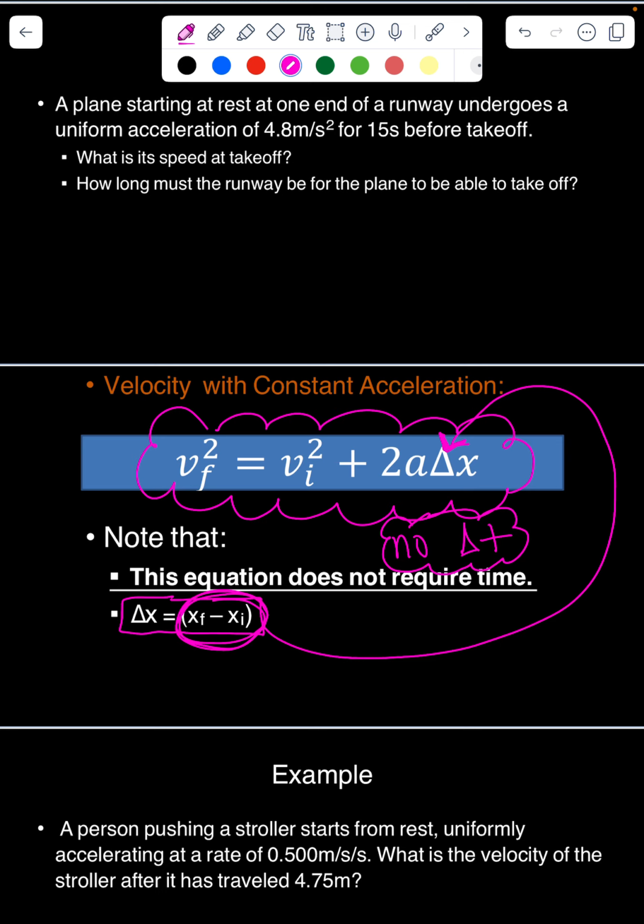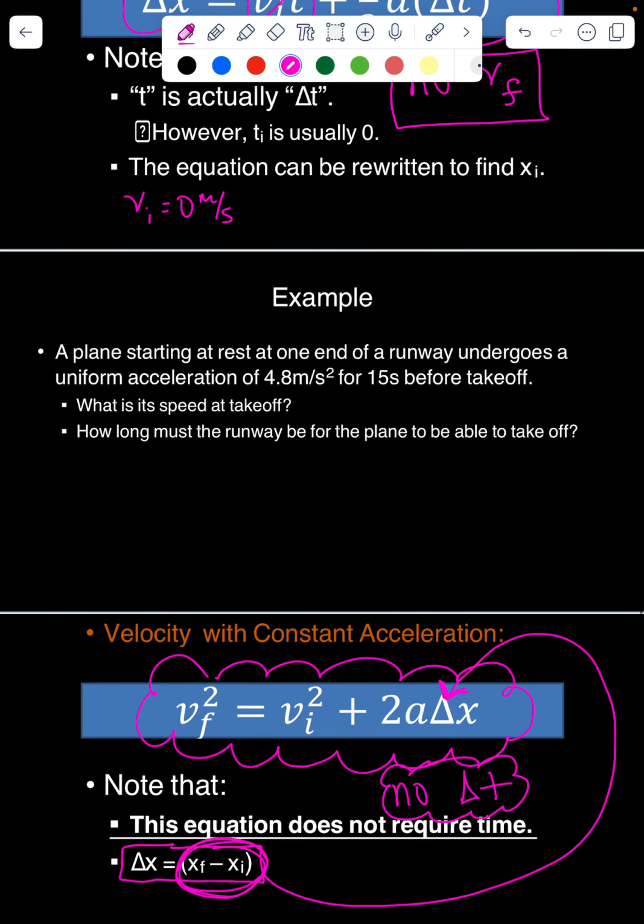All right, so now we have all 4 equations. Let's go back to this example. I love this example. We have a plane that starts from rest at one end of a runway that undergoes a uniform acceleration of 4.8 meters per second squared for 15 seconds before it actually takes off. Let's go ahead and write down those givens.